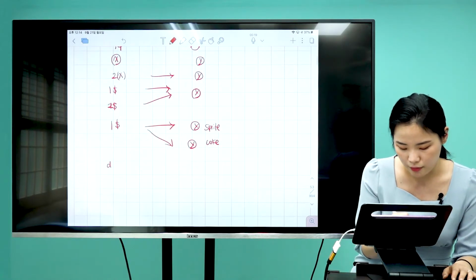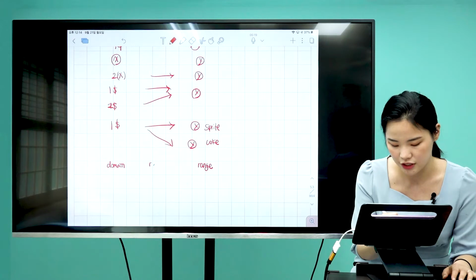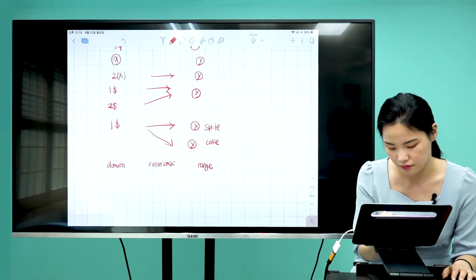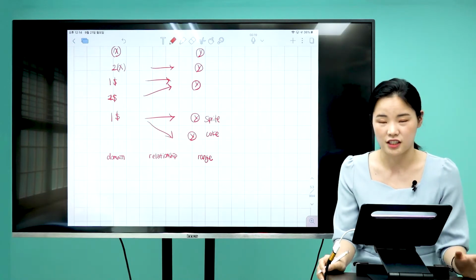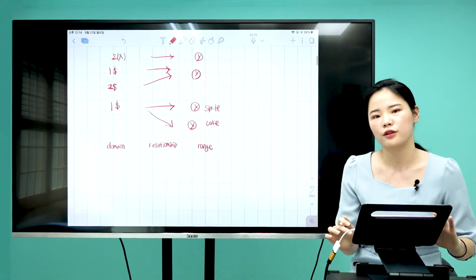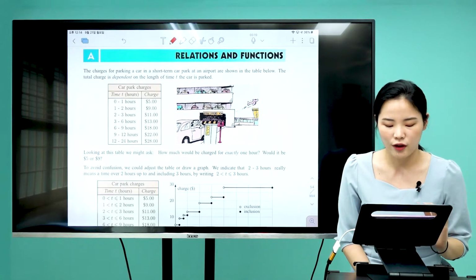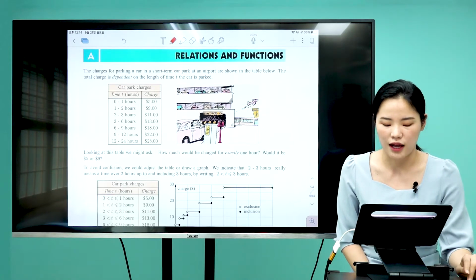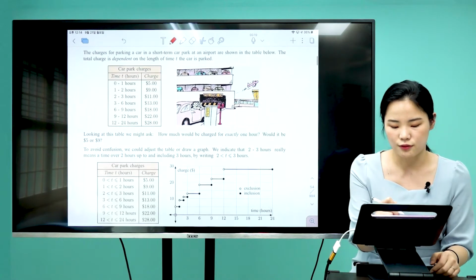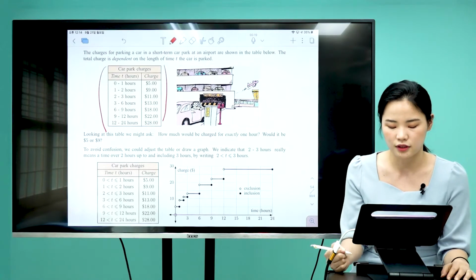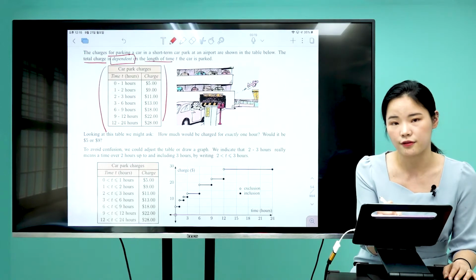We will talk about domain and range from now on and their relationship. Before we really dive into the study of function, domain and range, let's talk about relations first. So, relations and functions. We have all been in a car park and we know how the charge becomes different depending on the time. This is the simplest form of a price table, and we see the total charge is dependent on the length of time, t.